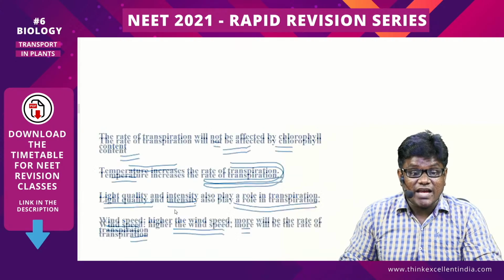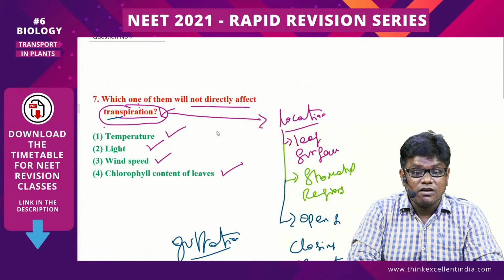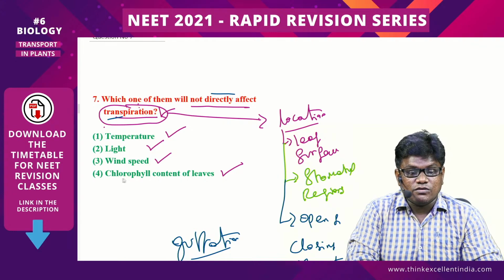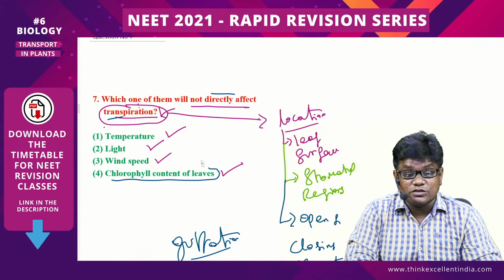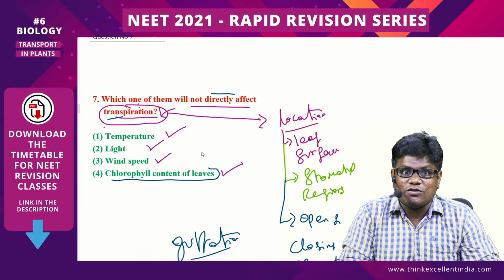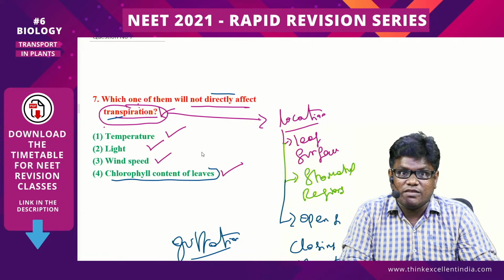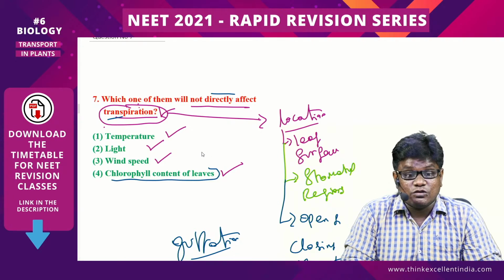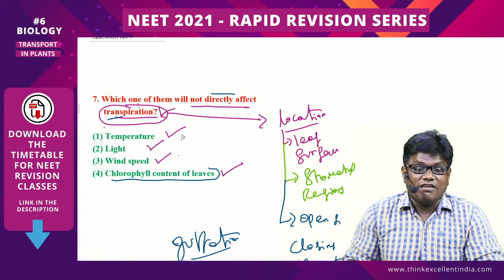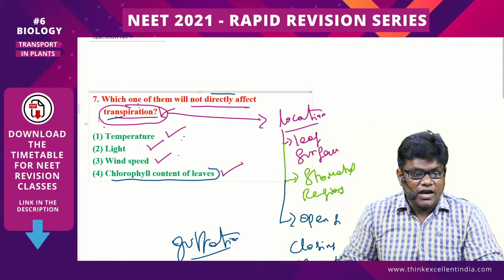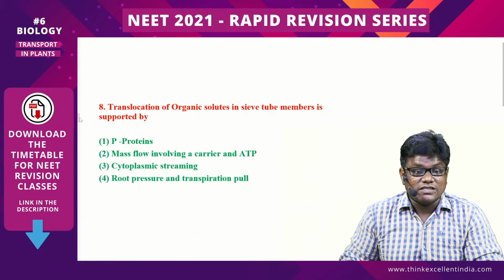So transpiration is never directly affected by the chlorophyll content of the leaves, because the chlorophylls are doing the photosynthesis process, and inside the cell you can see the chloroplast contains all the pigments of the photosynthetic process. So that is different, and these three will definitely get slightly affected. And we are going to see the 8 questions.